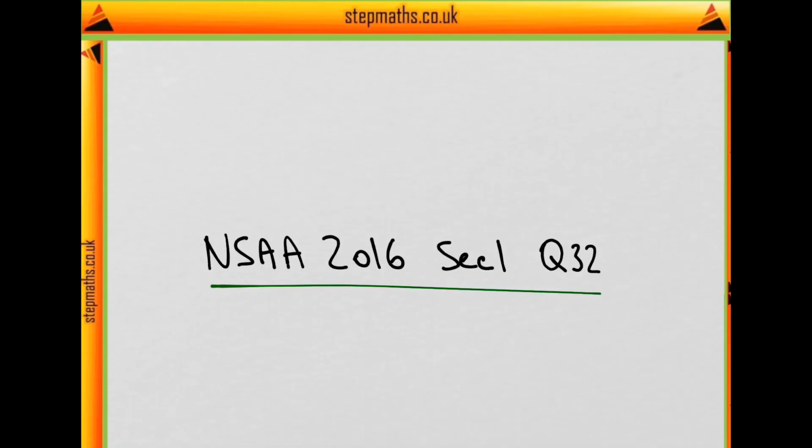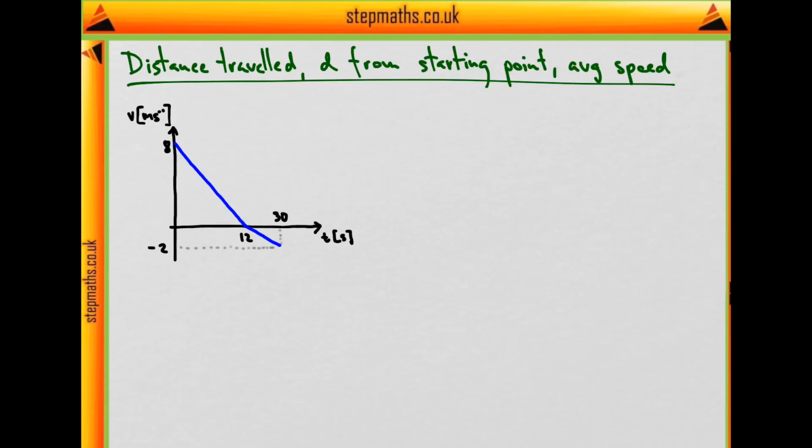In this video, we'll look at question 32 from the 2016 exam. In this question, we know that an object moves according to the following graph of velocity against time. We're supposed to find the total distance travelled during these 30 seconds, then the distance from the starting point at time equals 30 seconds, and the average speed over this period of time.